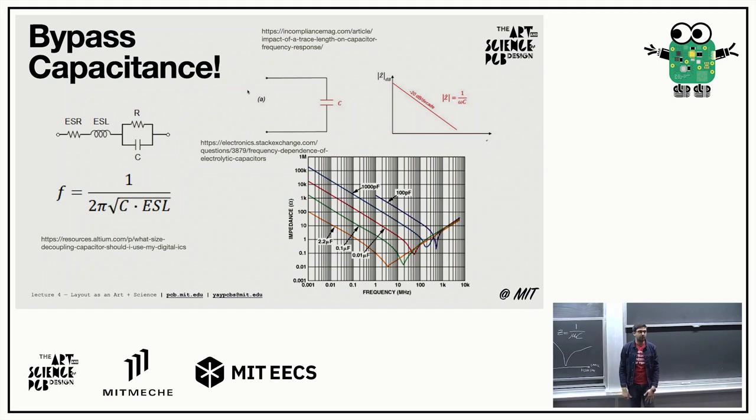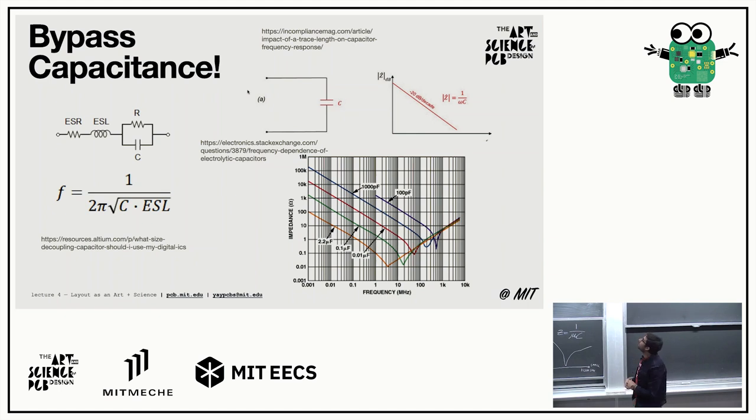But I am manufacturing a physical component. There is no way it only has just a capacitance, right? It's going to have an inductance. It's going to have a resistance. It's going to have all these other non-idealities that are coming from me having a capacitor there, right?